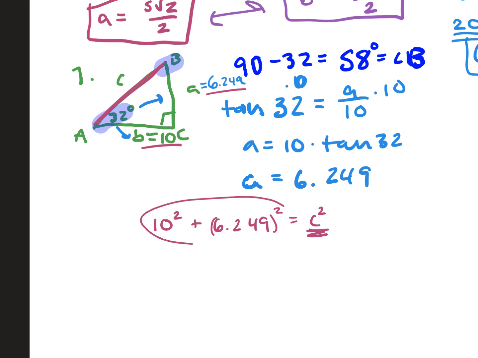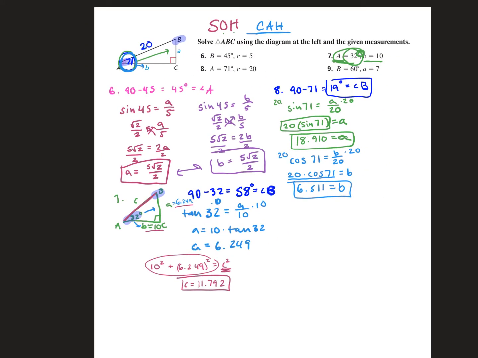So we want to put this into our calculator, then just take the square root of that, and we get C is equal to 11.792. So different ways that we can solve for C. You can use one of your trig identities, or once you have two sides, you can always do Pythagorean theorem to find the third. So that one is number 7, and we'll skip number 9 just for the sake of time.